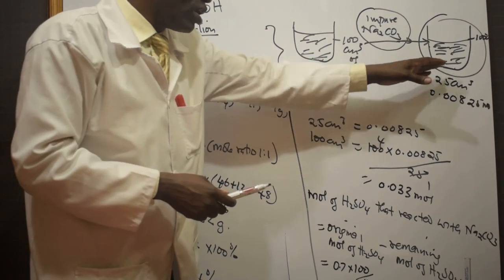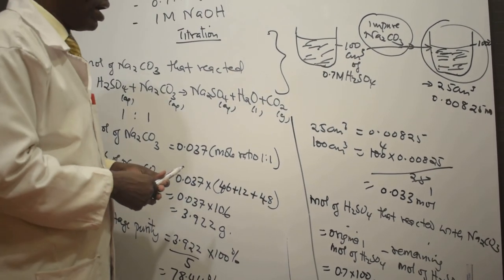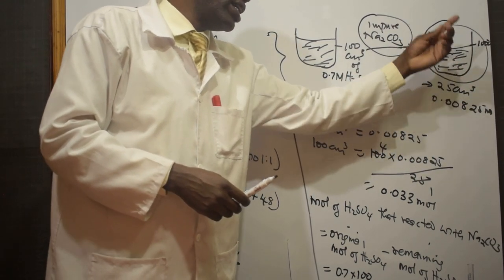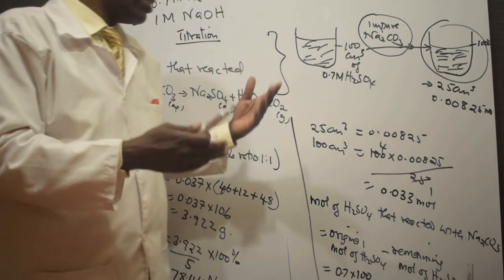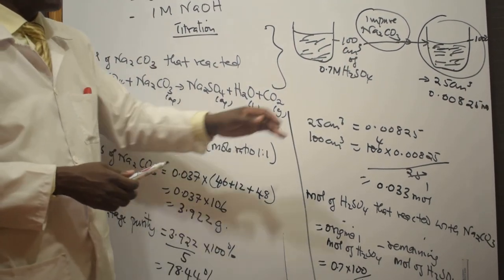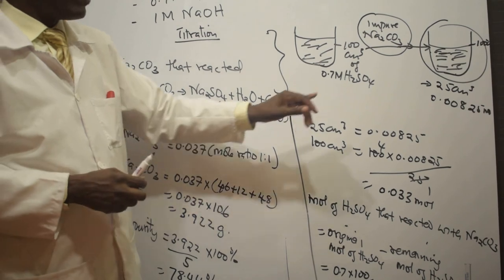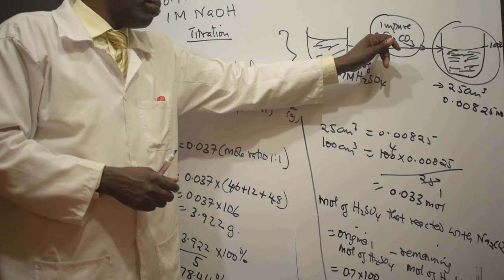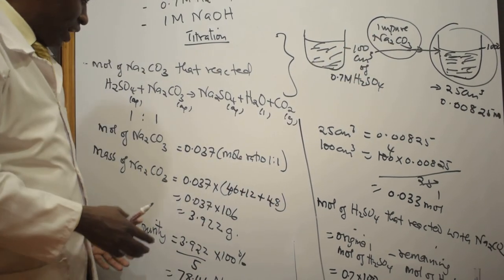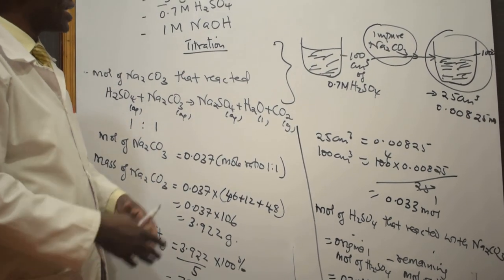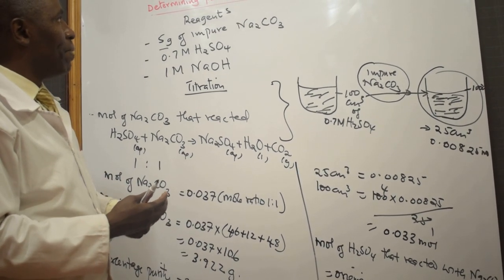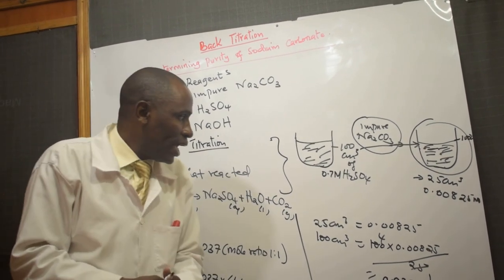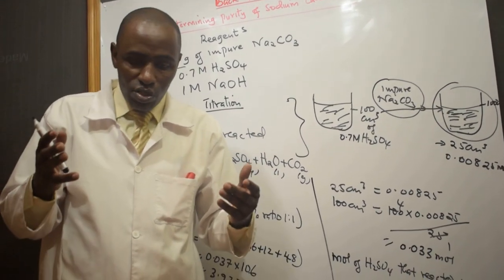And from that reaction, you can get the moles in the sample that we took, for example 25, and then you can get the moles in 100. Then from there, you subtract and get the moles of sulfuric acid that reacted with sodium carbonate. Once you do that, from an equation, you can know the moles of sodium carbonate that reacted, and then you can convert the moles of sodium carbonate to the mass, and from there, you'll be set to go. So basically, this is what we call back titration, and that is the way to go.